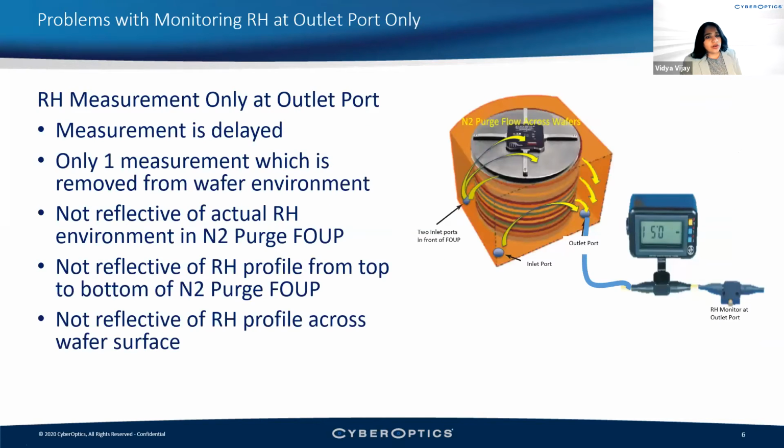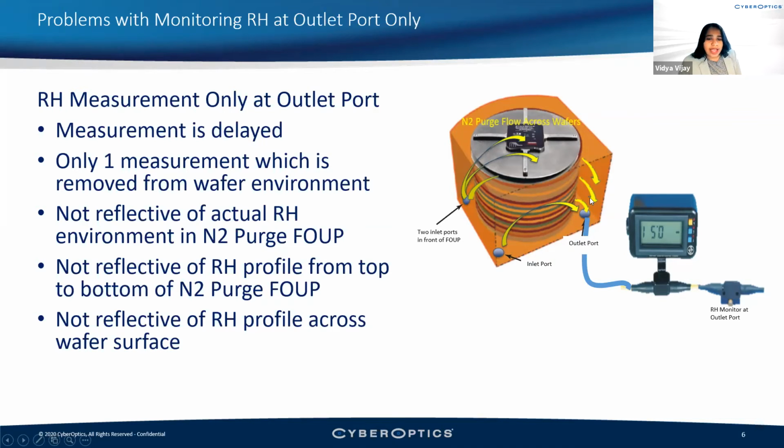So there are other ways where you have the FOUP. This is the FOUP where the wafers are stocked. And there are inlet ports where nitrogen or some other inert gas is purged in to clean the FOUP of any particles or any other contaminants. And then there is an outlet port. You can have humidity monitored at the outlet port.